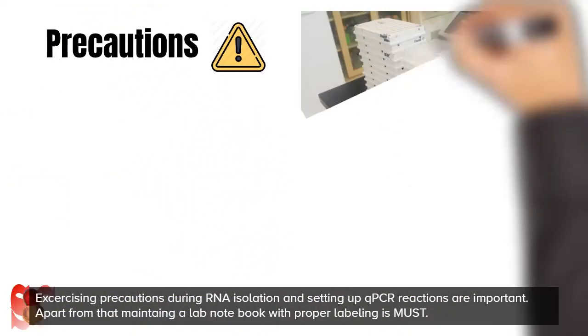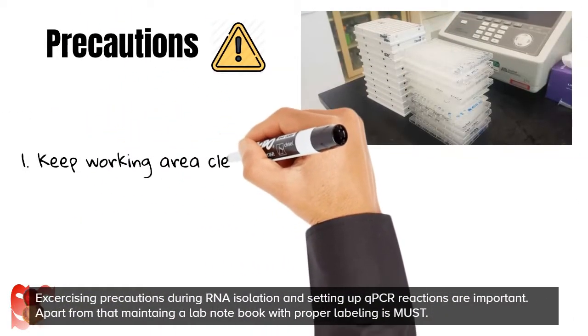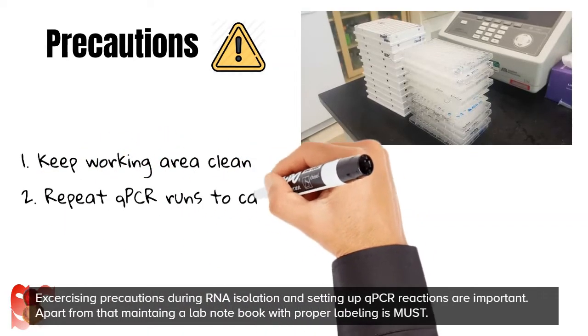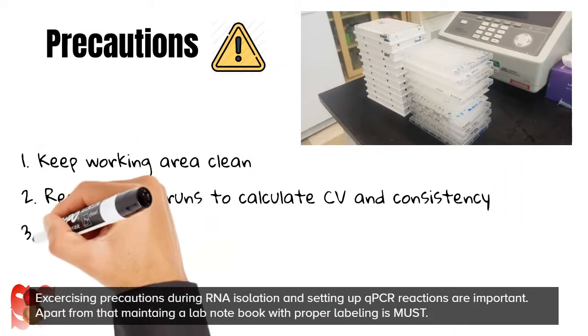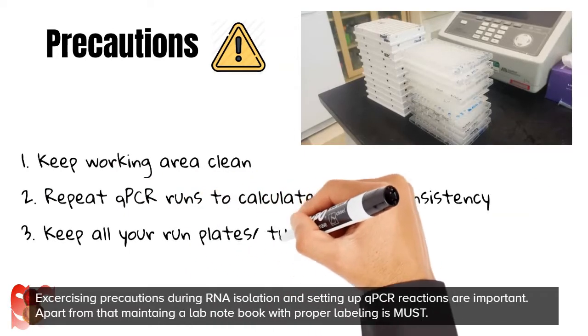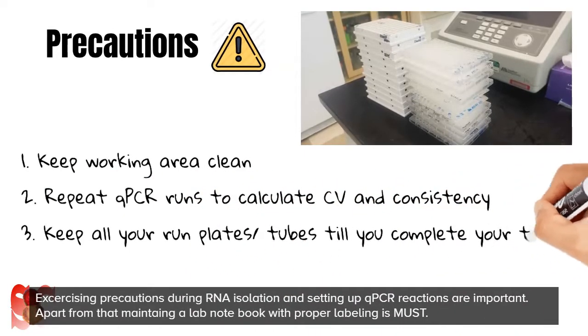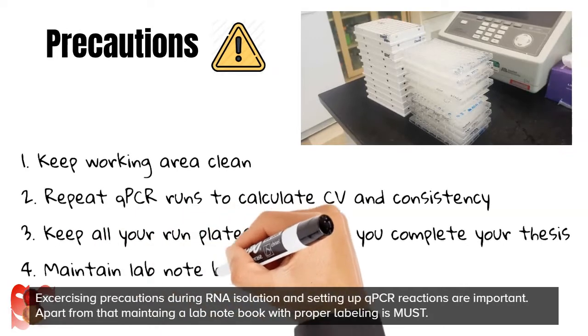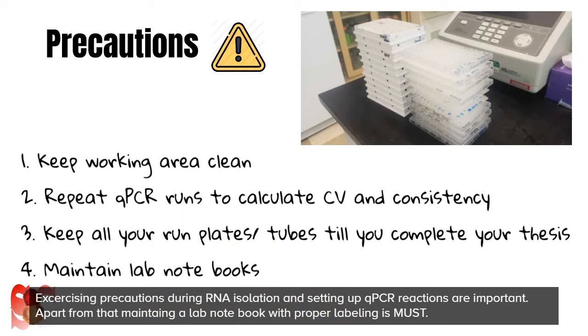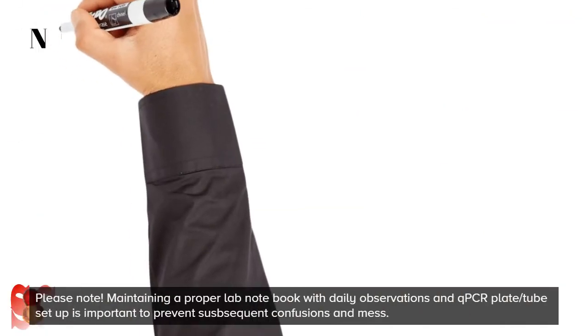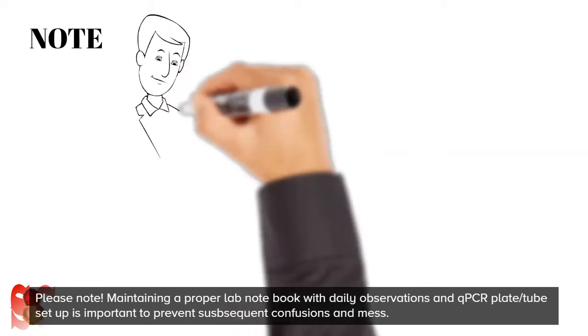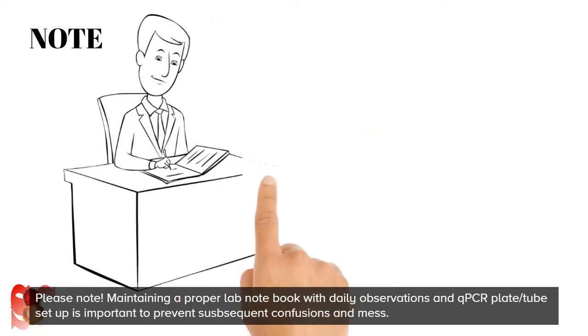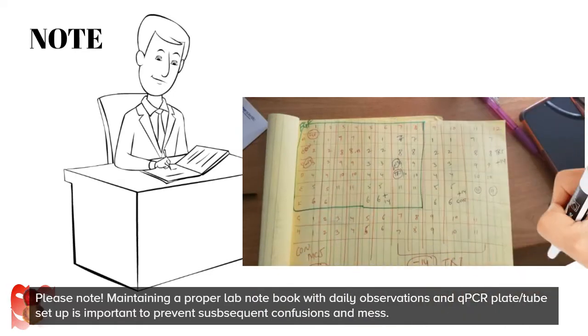Exercising precautions. 1. Keep working area clean. 2. Repeat qPCR runs to calculate CV and consistency. 3. Keep all your run plates/tubes till you complete your thesis. And 4. Maintain lab notebooks. Exercising precautions during RNA isolation and setting up qPCR reactions is important. Apart from that, maintaining a lab notebook with labeling is a must. Please note, maintaining a proper lab notebook with daily observations and qPCR plate/tube setup is important to prevent subsequent confusion and mess.